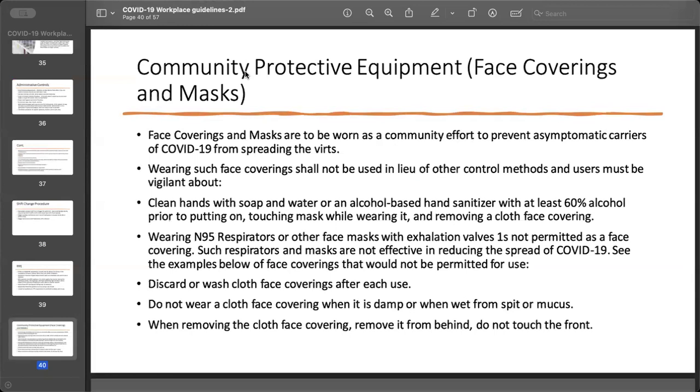Community protective equipment, face coverings, and masks are to be worn as a community effort to prevent asymptomatic carriers of COVID-19 from spreading the virus. Wearing such face coverings shall not be used in place of other control methods, and users must be vigilant about cleaning hands with soap and water. Discard or wash cloth face coverings after each use. Do not wear a cloth face covering when it is damp or wet. When removing the cloth face covering, remove it from behind. Do not touch the front.